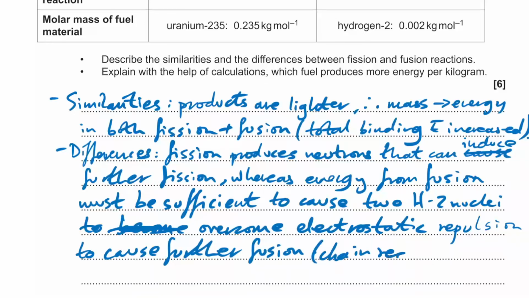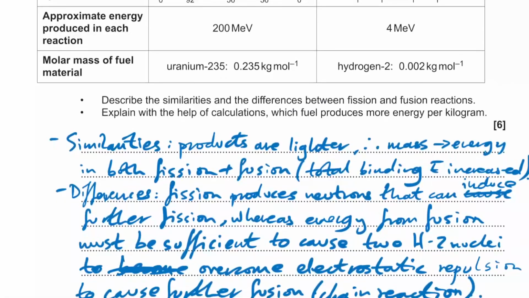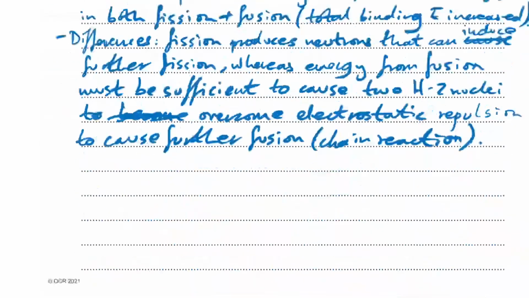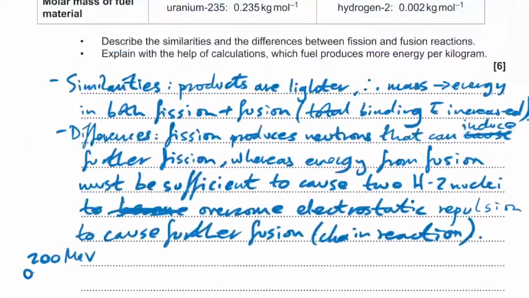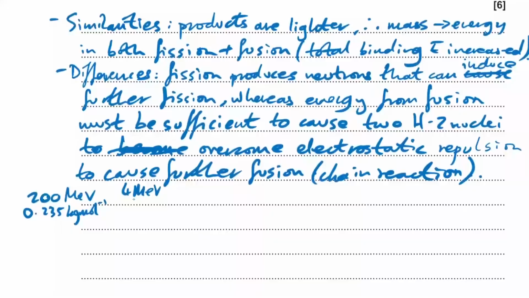Okay, so we're done with the wordy stuff. Let's do some calculations. Maybe I should have done that first because I'm going to have to keep going back up and down. Yay, well done me. Okay, it's not too bad. So we just have some approximate energy produced per reaction. So 200 mega electron volts and molar mass of fuel material. Okay, so it's 200 mega electron volts, 0.235 kilograms per mole, 4 mega electron volts, 0.02.